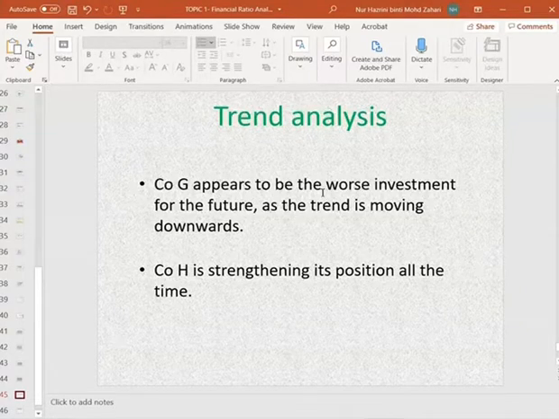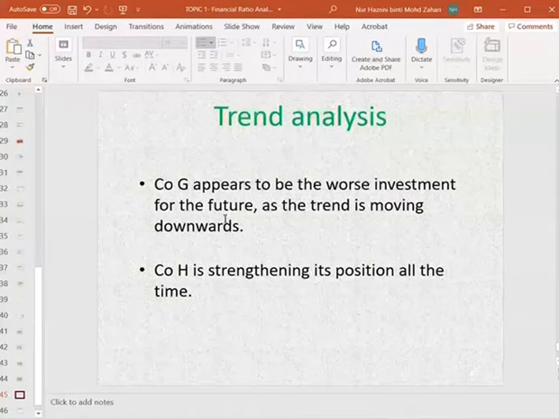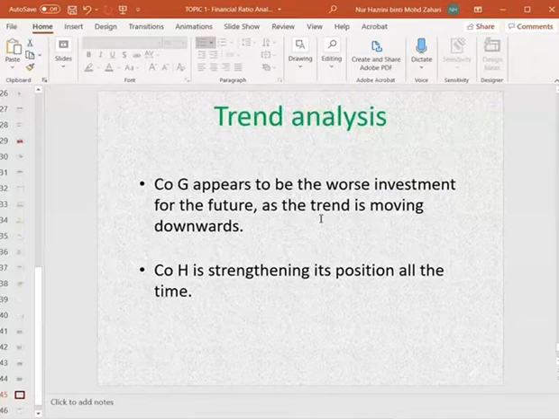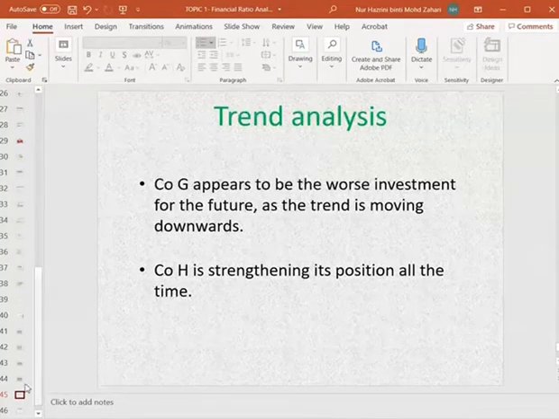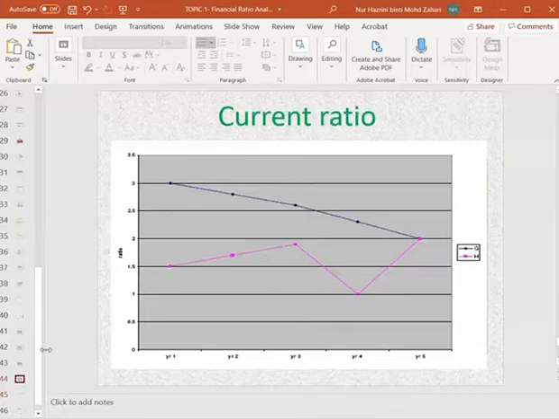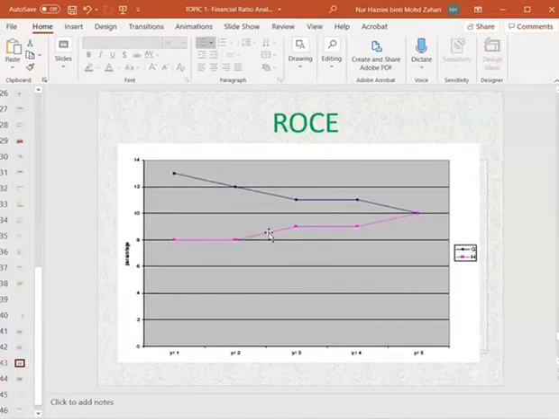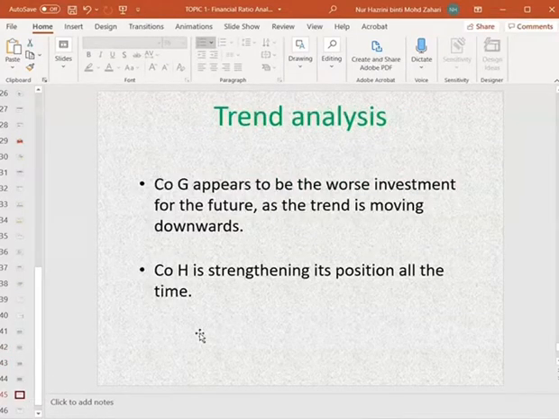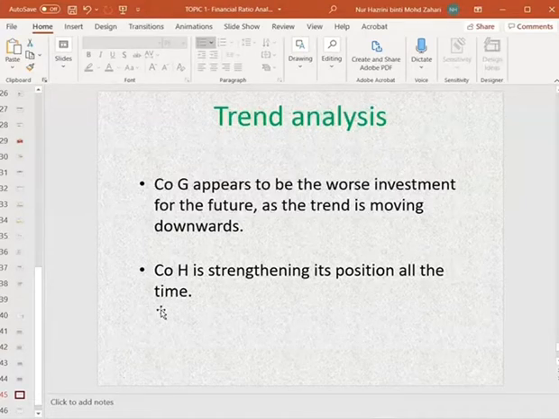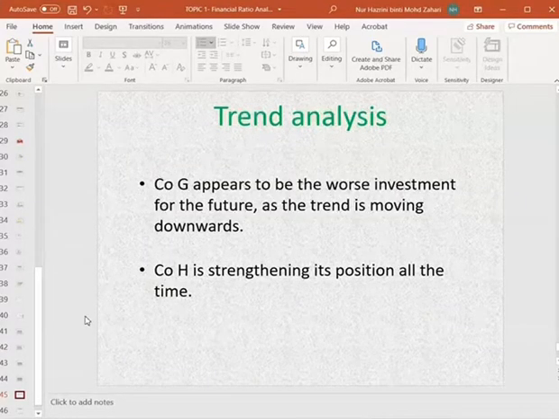So it could be the worst investment for the future, as the trend is moving downwards. Company H is strengthening its position all the time, because you can see company H, even though it drops a bit, it increased back, and for all other ratios as well, the graph keeps increasing. So that is what it means by trend analysis.